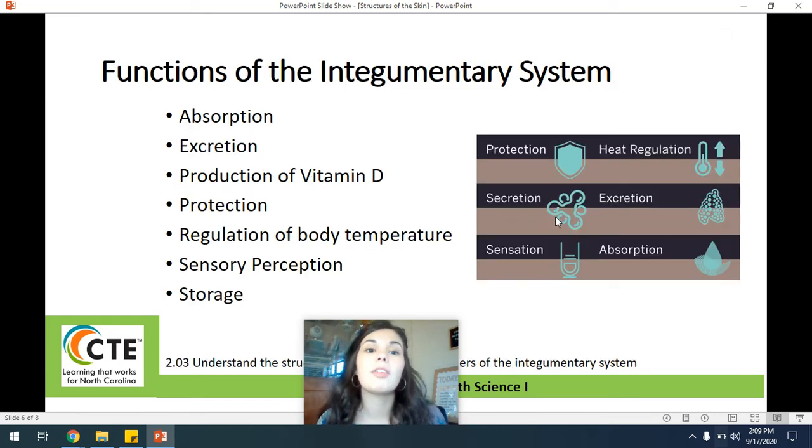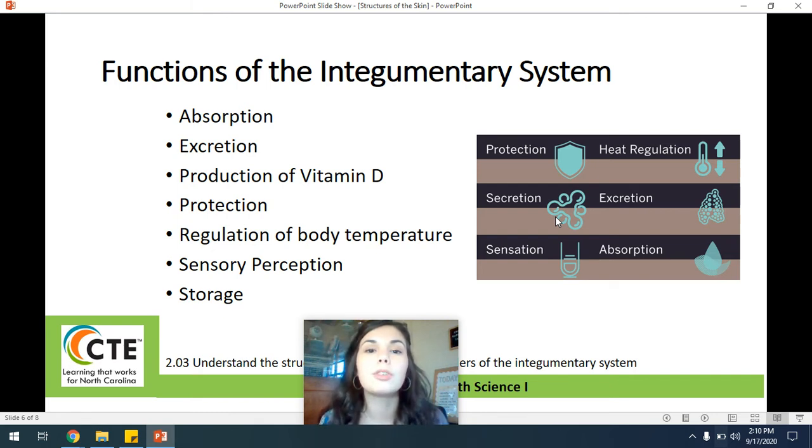So next, let's talk about the functions of the integumentary system. We have 6 main functions that are in the image. If this is easier for you to remember it this way, you basically have protection, secretion, sensation, heat regulation, excretion, and absorption. And what all of that means is your skin is obviously there as a way to protect the rest of your body. It's the first thing that comes into contact with everything in the environment.